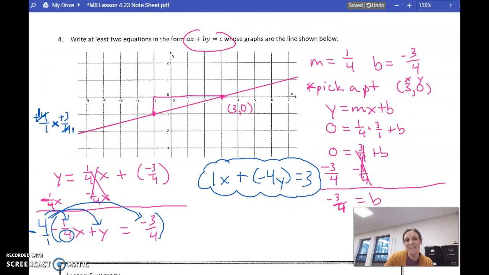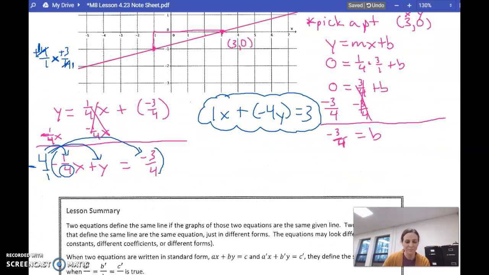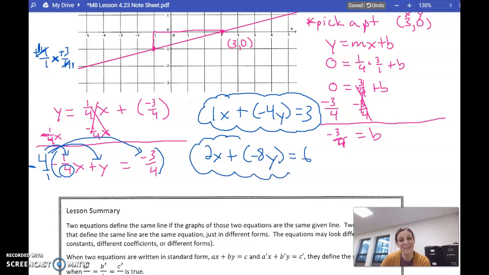But it did say write at least 2 equations. Well, that's not so hard because guess what? You can just multiply any of this by any number. I'm just going to pick 2. 1 times 2 is 2, so that's 2x, plus negative 4 times 2 is negative 8y, equals 3 times 2 is 6. There you go. That should be the easy part.